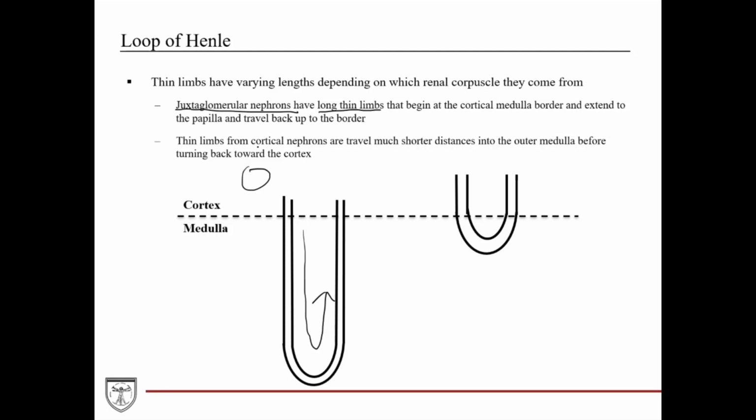Versus thin limbs that come from cortical nephrons, so this would be cortical nephrons here. This is juxtaglomerular. So cortical nephrons, they travel much shorter distances. So the renal corpuscle would be somewhere up here in the cortex, and then the thin limb is going to travel down here and maybe just pass over the border between the cortex and the medulla, and then turn back up towards the cortex here.